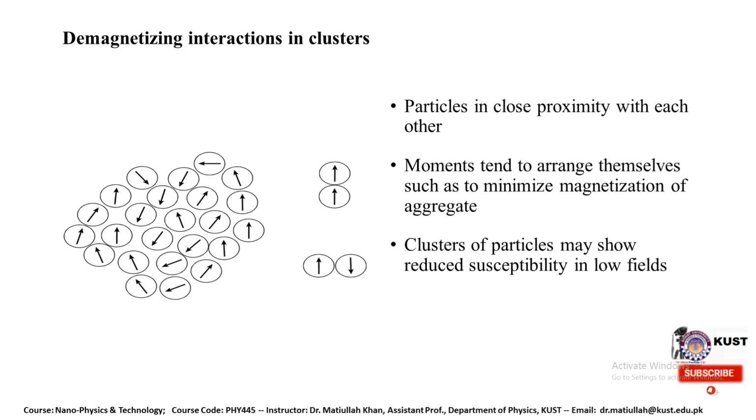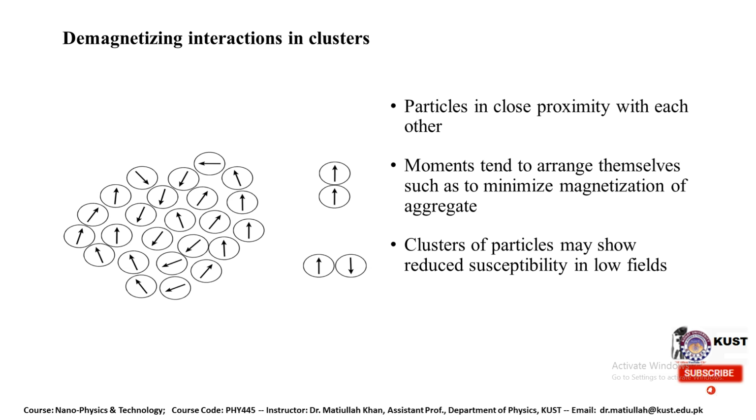Just like we have demagnetizing interaction in clusters, it's also possible. Normally the temperature does the demagnetization, but in some cases demagnetizing interaction is also possible in a cluster. Here we can see the magnetic moments are oriented in different directions. If they are oriented in the same direction, we can say this is aligned and it has magnetization, leading to the total magnetization of the system. If the magnetic moments are aligned in different directions, they will cancel the effect of each other.